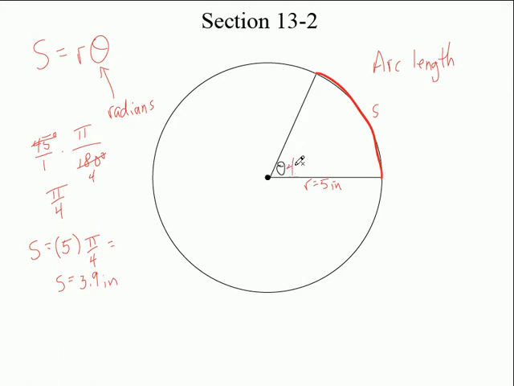If this was 45 degrees right here, and the radius was 5, now this probably is a little bit more than 45, wouldn't you agree? I didn't measure it out to see, but that right there would be 3.9 inches.